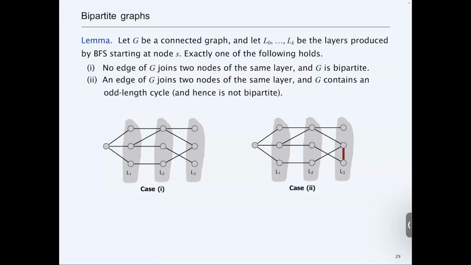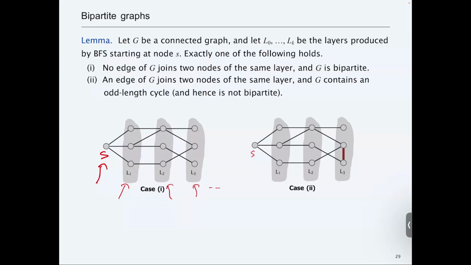Now we're going to connect bipartiteness back to breadth first search. Okay, so how do these two things relate to each other? Suppose that we run breadth first search, starting from some node S. So here's our starting node S, and we're producing different layers. So we have layer L0 at the start, and then we have layer L1, L2, L3, dot, dot, dot, all the way up to some LK.